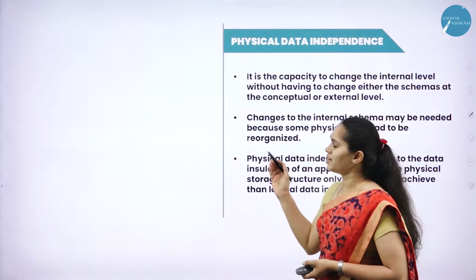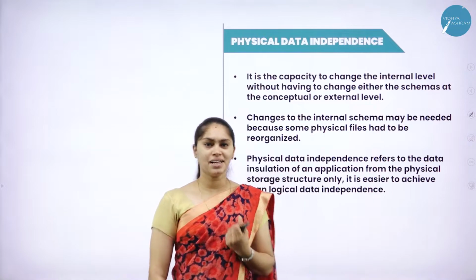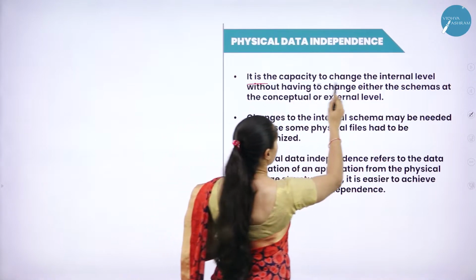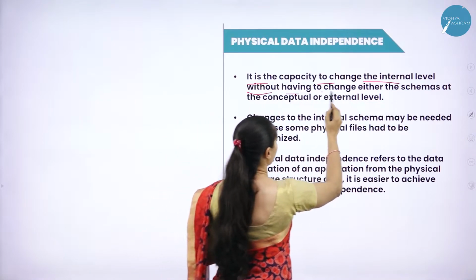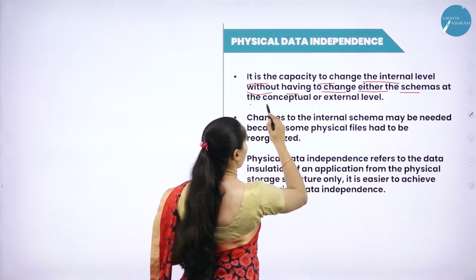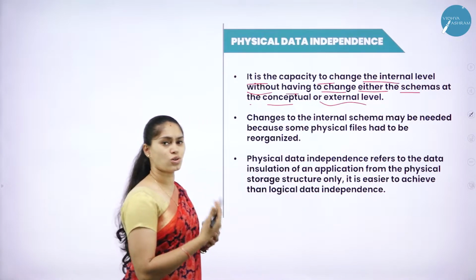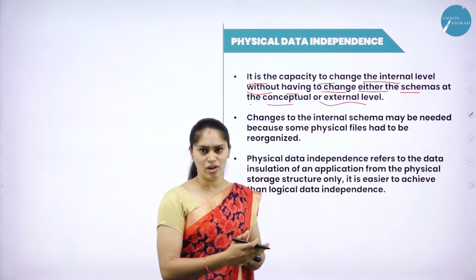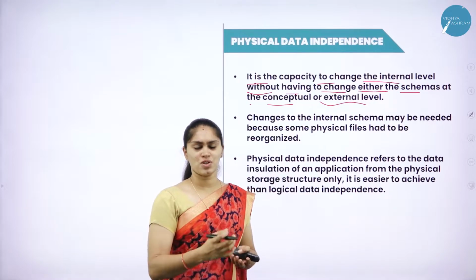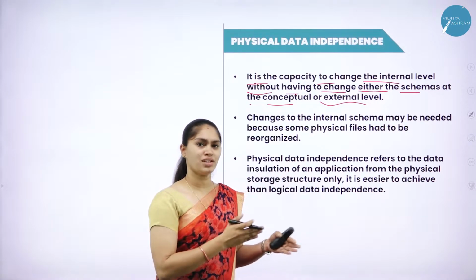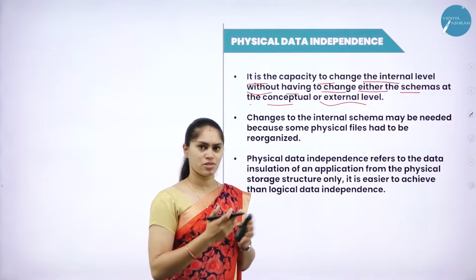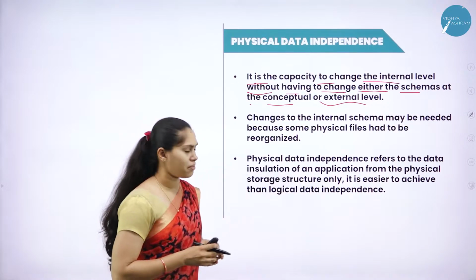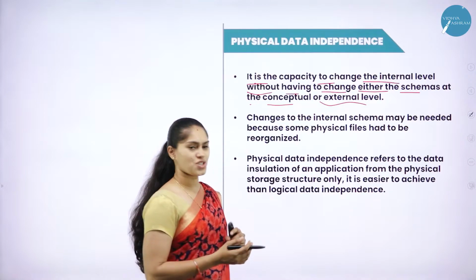Now we'll see the first type, physical data independence. It is the capacity to change the internal level without having to change either the schemas at the conceptual or external level. As I told, independence means there should not be a dependency between one data and another data. It should not get affected by changes of data at any layer. When it comes to physical data, it is operated with zeros and ones, and here it is the core of a database. So it has the capacity to change internal levels.